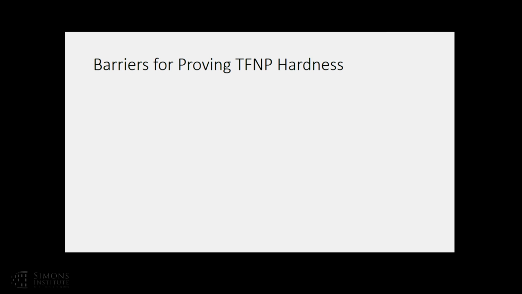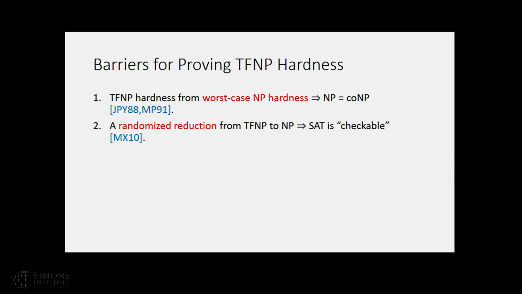So there aren't so many hardness results for TFNP, and maybe there's a reason for that. There are several barriers for proving hardness for TFNP. One is that if you do it based on NP hardness, on the fact that P is different than NP, then you actually show that NP equals co-NP, which is not very likely. So this is one barrier. Even with a randomized reduction, you get that SAT is what's called checkable, and this is a major open problem. So this is also another barrier.